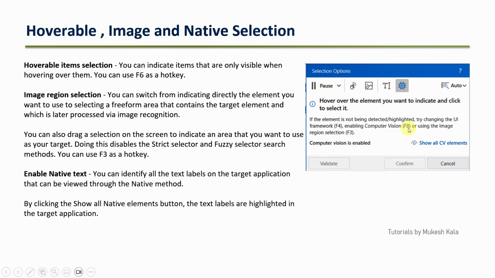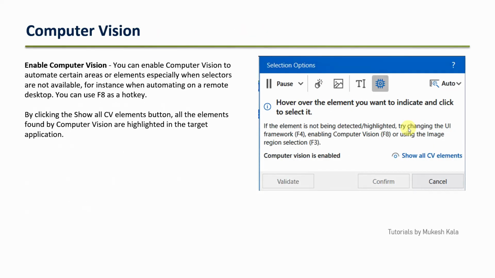There are more buttons which we are going to explore in the upcoming videos, but up to this point I hope you now understand hover, image, native, pause and everything. Okay, let's move forward. The next option you have is called computer vision. Remember guys, we have a dedicated playlist where we talk about computer vision.